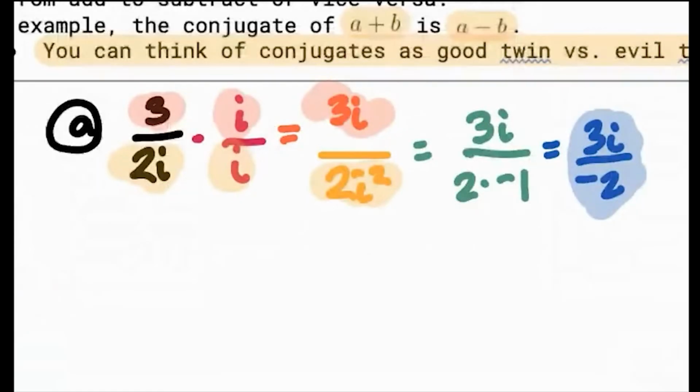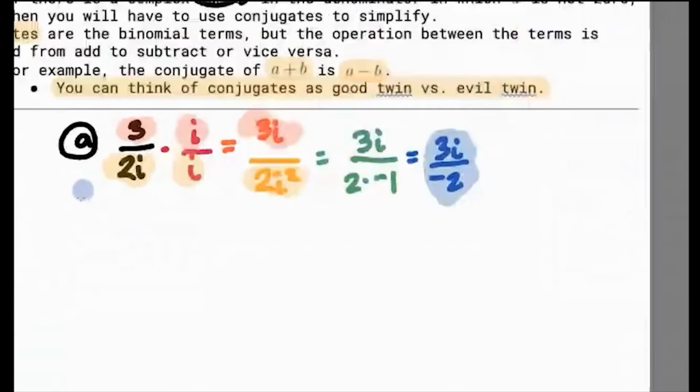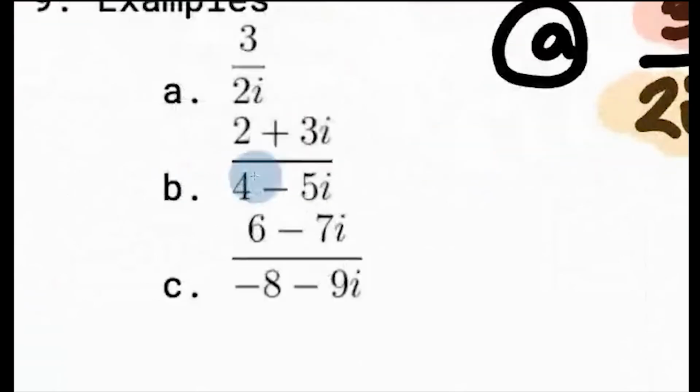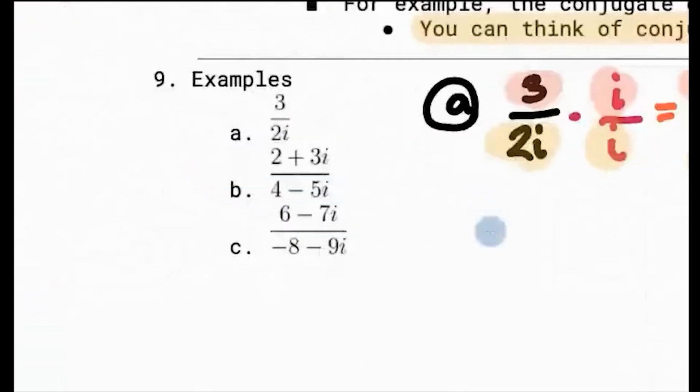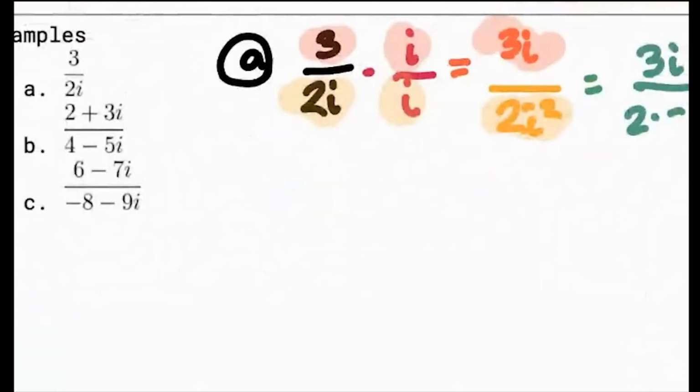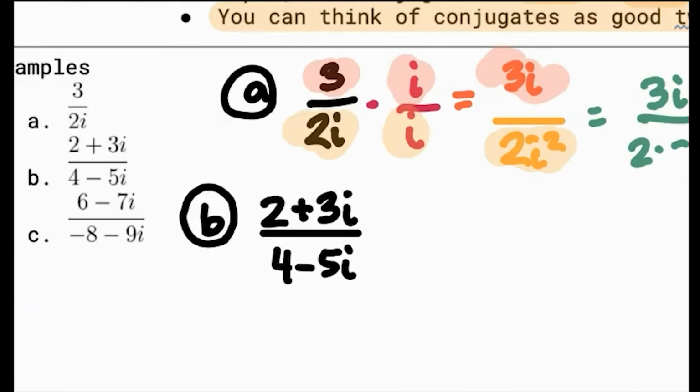These are the easiest ones where it's just an i on the bottom. The hardest ones are like B, where it says like 4 minus 5i on the bottom. That's where we have to use what's called a conjugate. So definitely make sure you pay attention to this. So you have the problem like this. You can't just multiply the top and the bottom by i because it's not going to work.